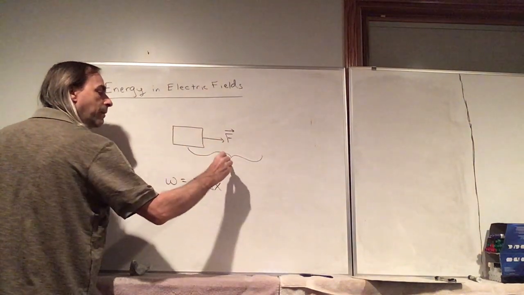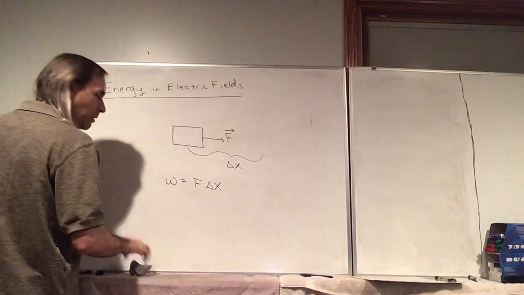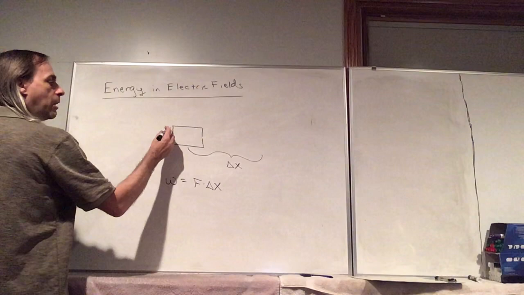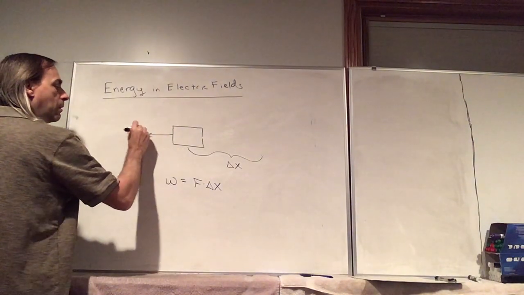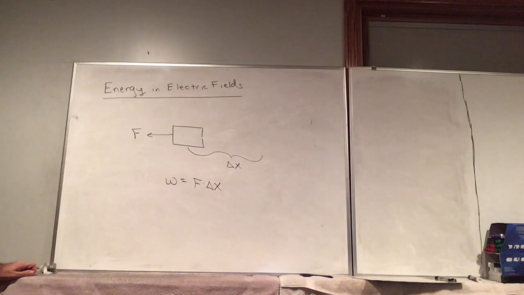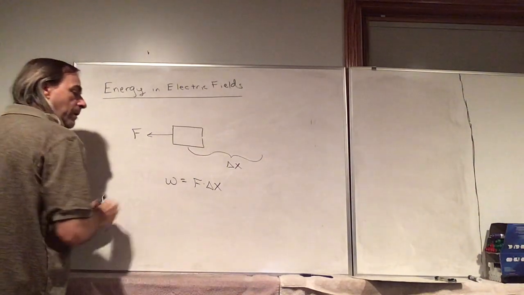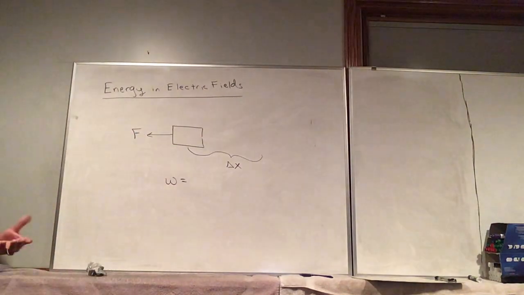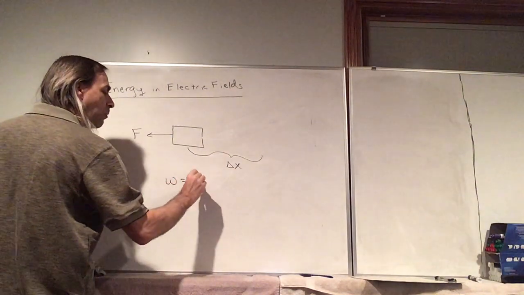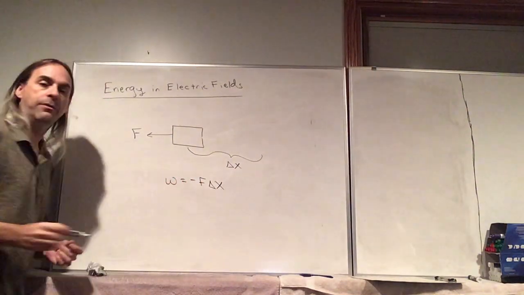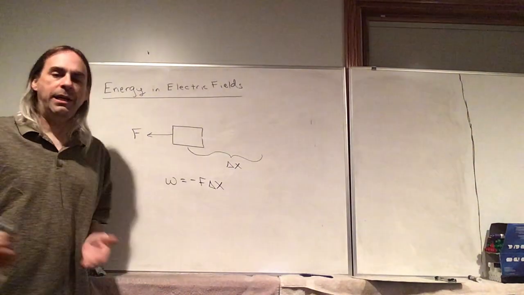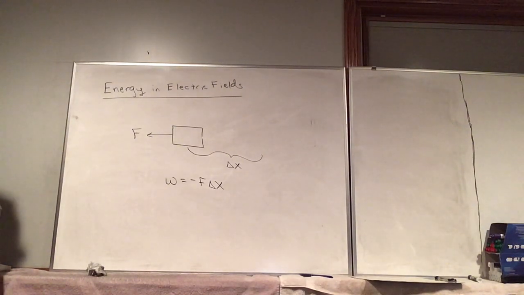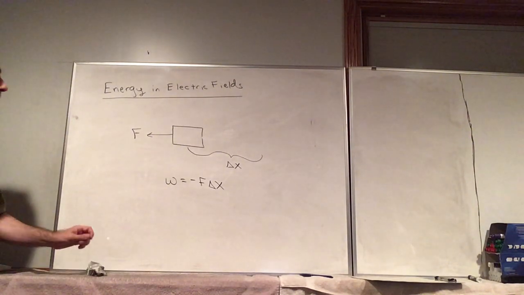Now, another example of work. Let's say the object is always going to have this displacement to the right. What if we look at a force in the opposite direction of the displacement? In that case, work would be the same product of the force times the displacement, except now the work is negative. Say you have an object sliding across the ground, friction is going to be in the opposite direction.